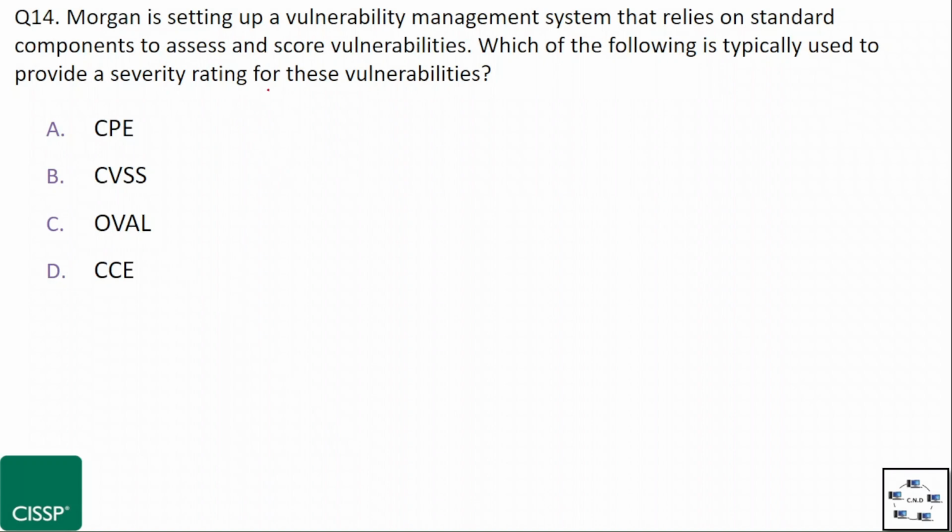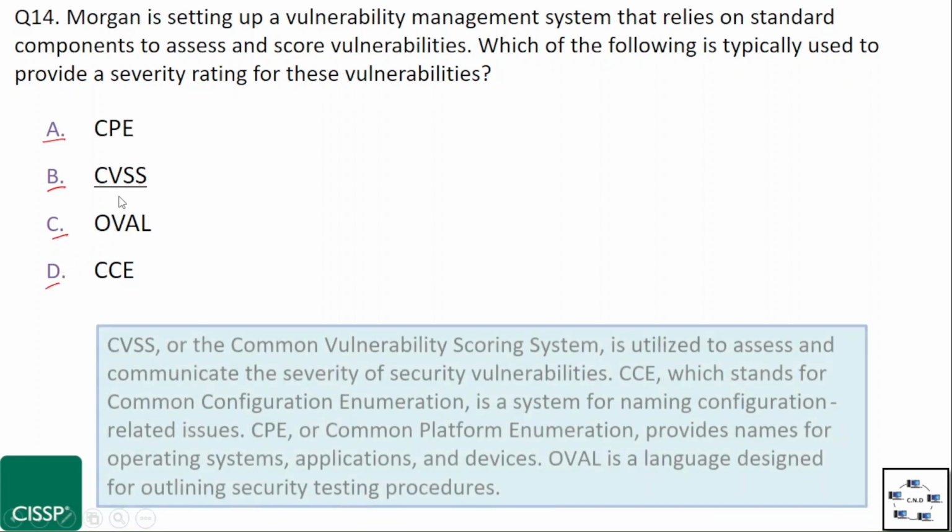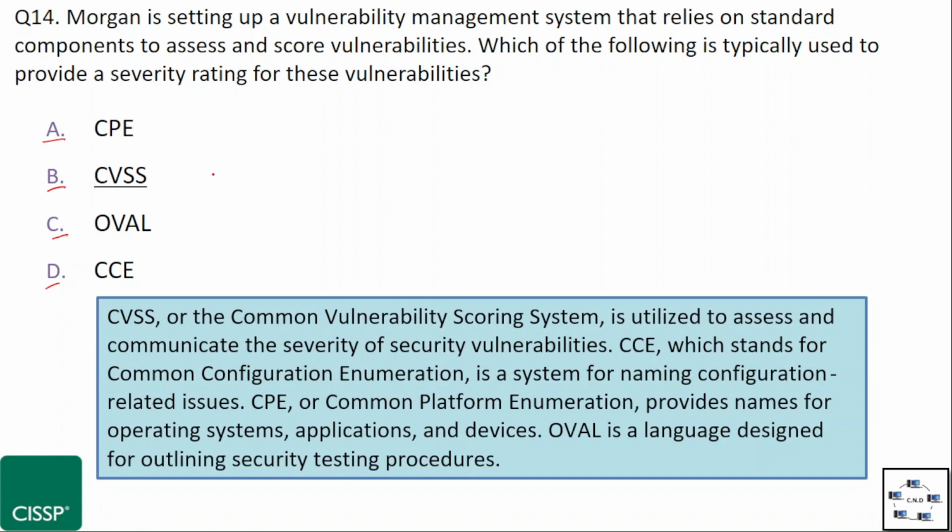Question number 14. Morgan is setting up a vulnerability management system that relies on standard components to assess and score vulnerabilities. Which of the following is typically used to provide a severity rating for these vulnerabilities? The options are option A, CPE, option B, CVSS, option C, OWL, and option D, CCE. And the correct option is option B, CVSS.